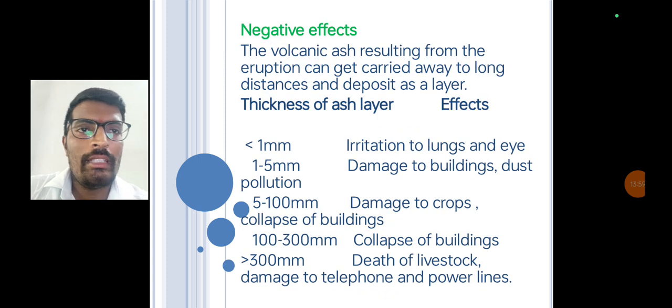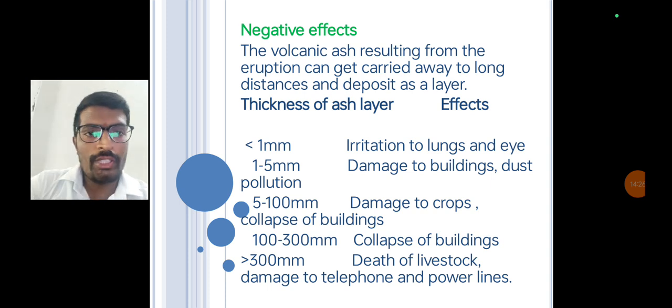Now coming to the negative impacts, the volcanic ash resulting from the eruption can get carried away over long distances and deposited as a layer. If the thickness of the ash layer is less than 1 mm, the effects are irritation to the lungs and eyes. If the thickness of the ash layer lies between 1 to 5 mm, the effects are damage to the buildings and dust pollution.